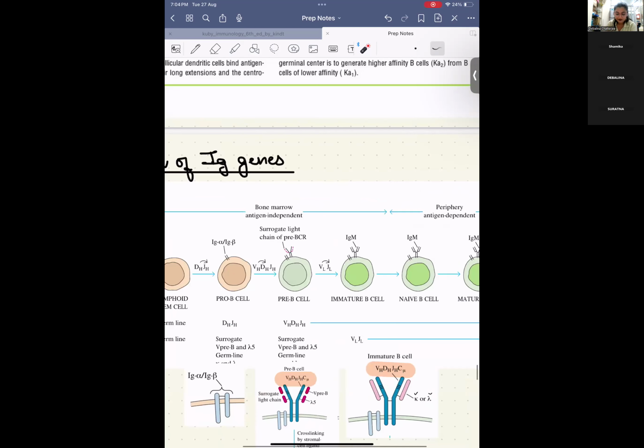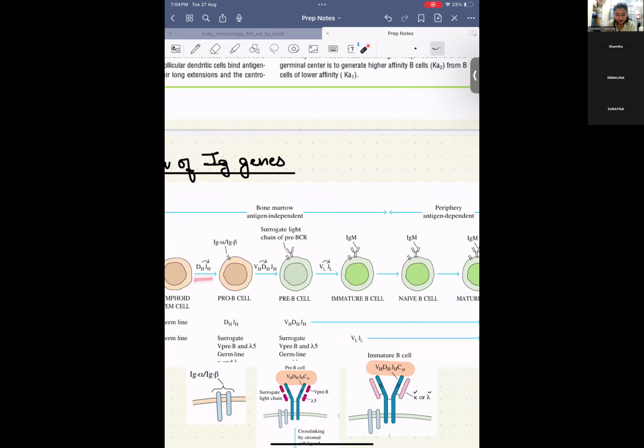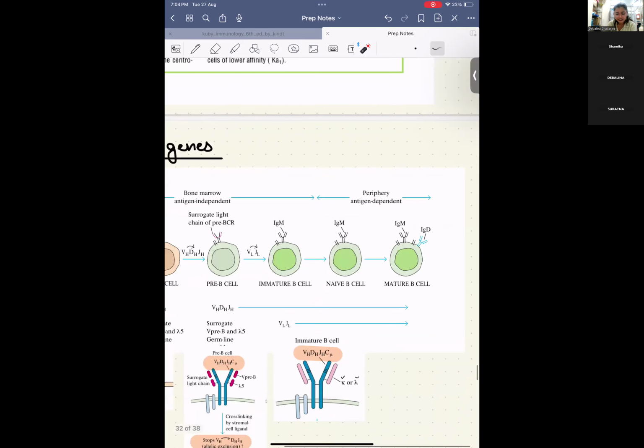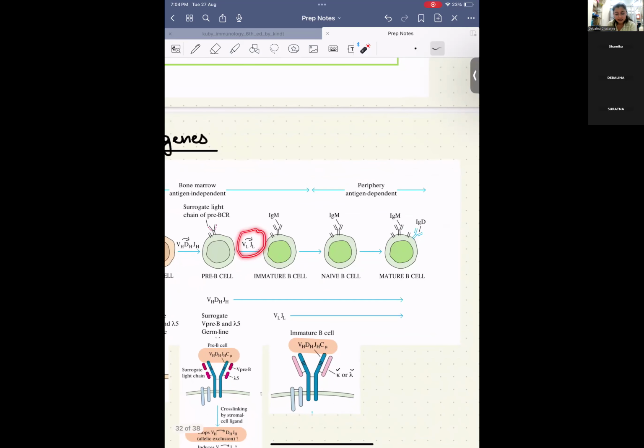So first we have the heavy chain rearrangement happening. DJ rearrangement is making a pro B cell. VDJ rearrangement is making a pre B cell. So when the V joins the D and J, we have a pre B cell. Then we have the light chain rearrangement, which makes an immature B cell.